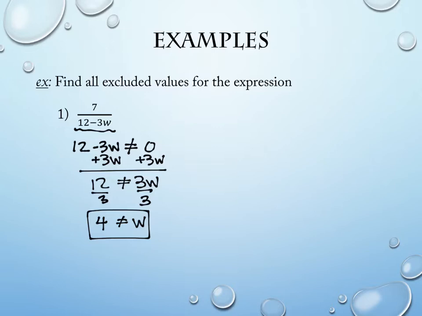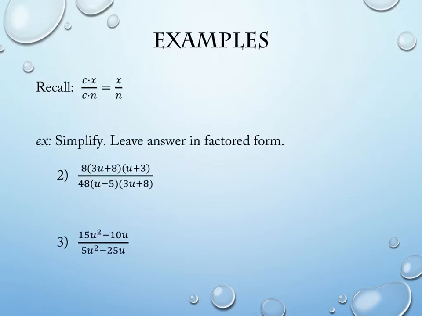So that's what I'm looking for. I'm looking for the places that make the denominator not equal to 0 or equal to 0, depending on the phrasing of the question. We saw this recall fact back in the first unit when we talked about fractions. If I have c times x over c times n, I have the ability, as long as c is not 0, to cancel c out and it becomes x over n. Do y'all remember that fact? We did it for reducing fractions. We simplified fractions using this fact.